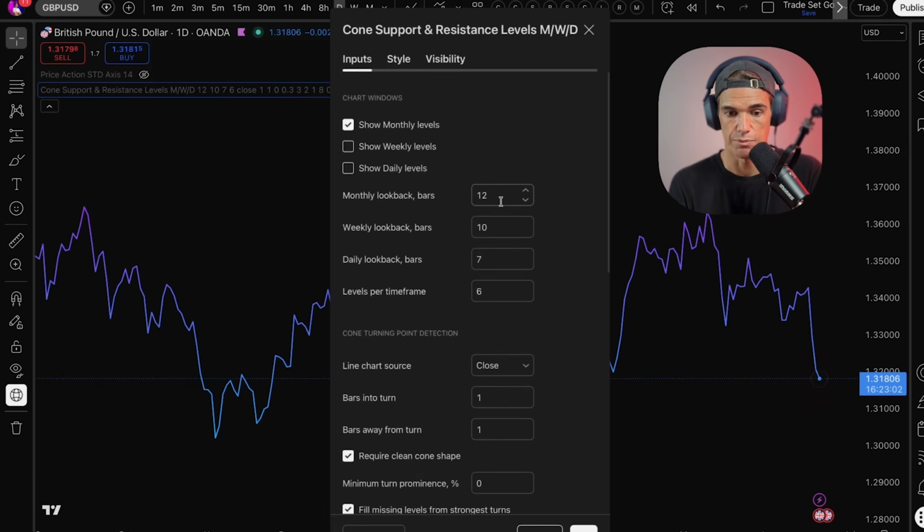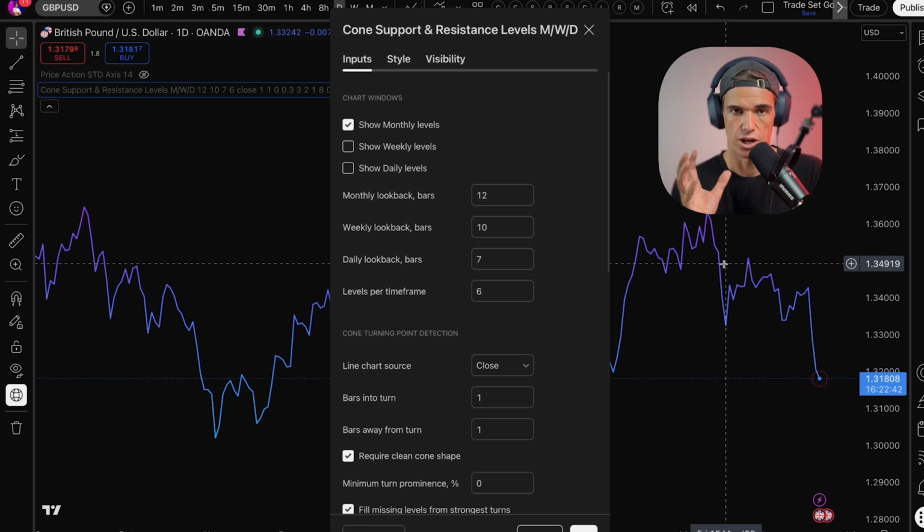I can choose how many months I want. You can go back to a year, to 2 years. You can go for 6 months or whatever you want to see how many levels per time frame. So if you're on the monthly, how many lines would you like to see of importance? You don't want to clog the chart with too many lines, just to keep it clean for trading.